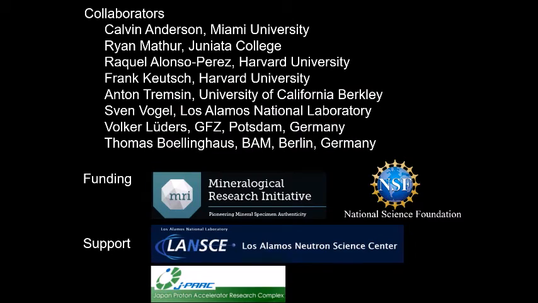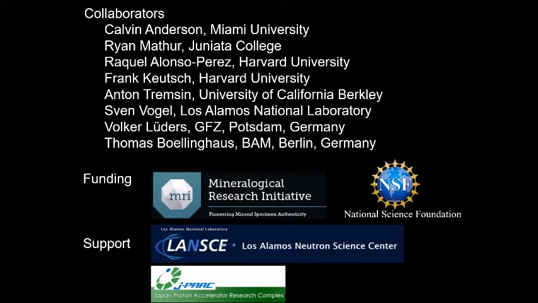Calvin Anderson, a PhD student at Miami University, did most of the synthetic wire silver growth and isotope analysis, along with Ryan Mather from Juniata College. Looking at the wire golds from Harvard University was done with Raquel Alonso Perez and Frank Koich. Anton Tremsen and Sven Vogel were instrumental in the use of neutron facilities that will be mentioned in this presentation.